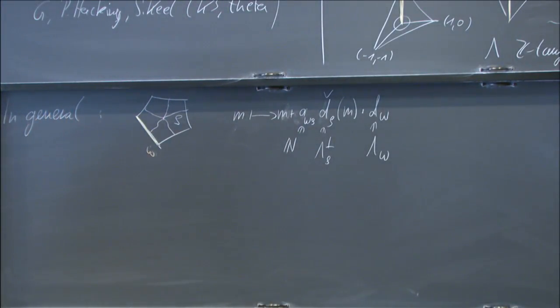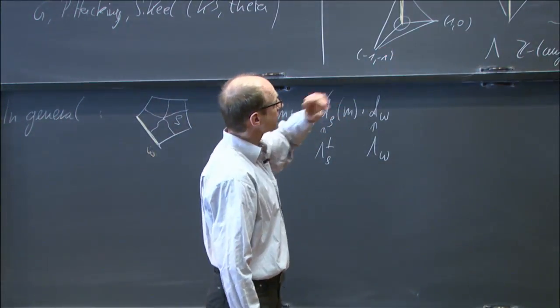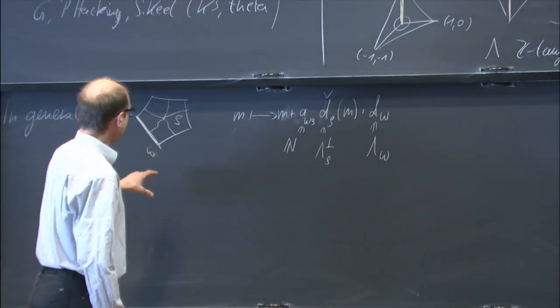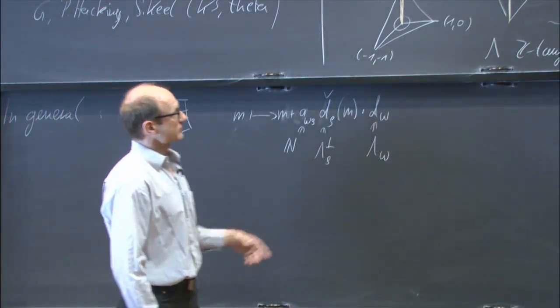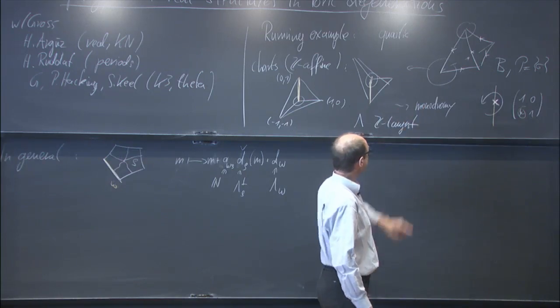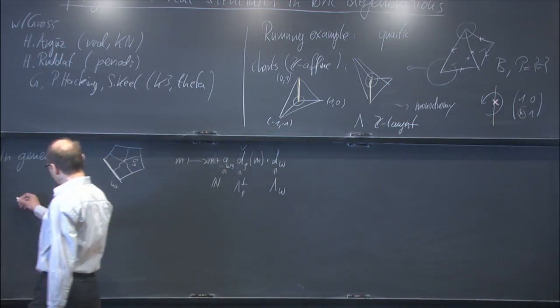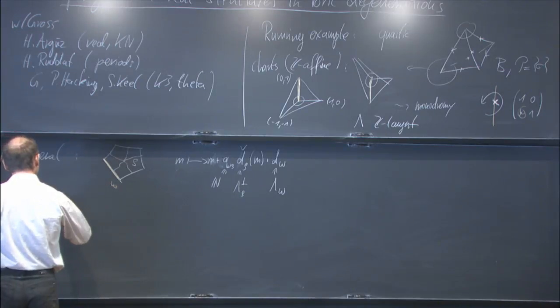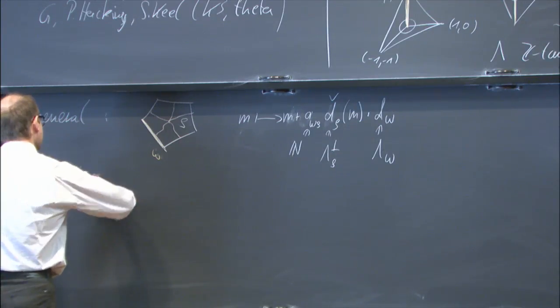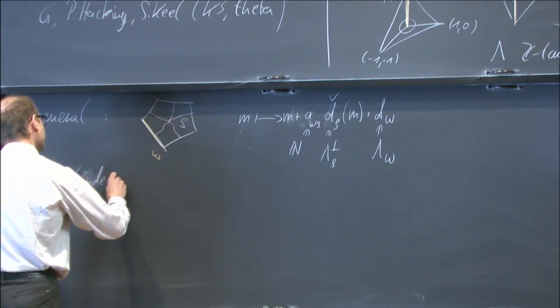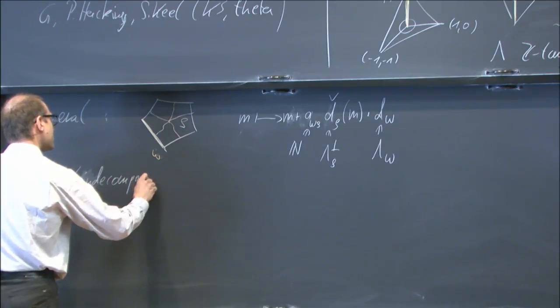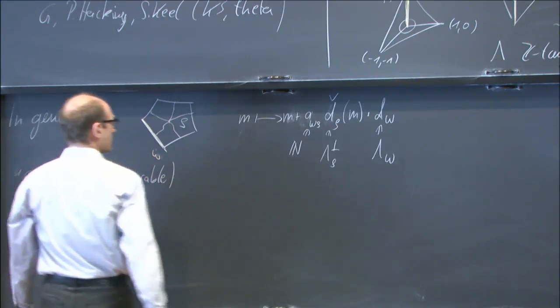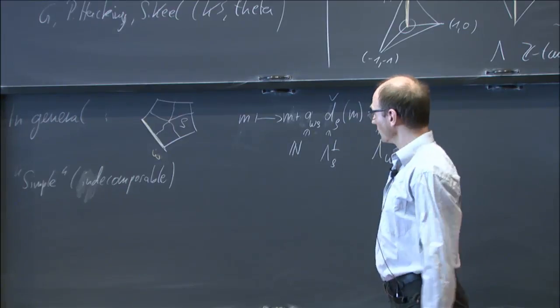And then there's a particularly nice class of singularities which are kind of indecomposable. So this one would not be of this type. We call them simple. I'm not going to give the formal definition here, but among other things, it tells you that these a omega rho can only be 0 or 1.